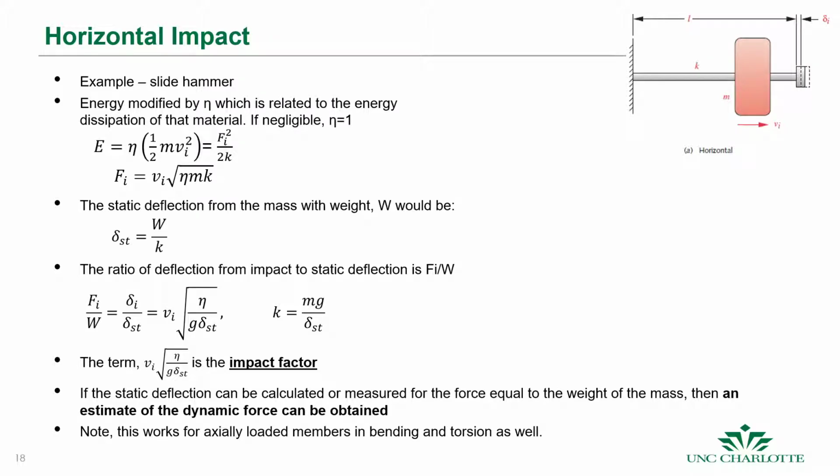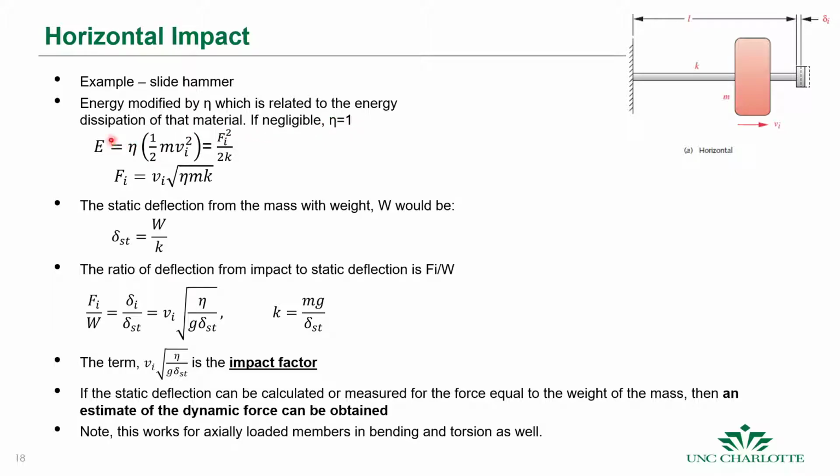Now, here is an example of horizontal impact. Okay, and in this case, what's important is we're actually looking at the velocity. We have to modify the energy that's transferred during impact by eta, and that's related to the energy dissipation of that material, and this is something that we can look up. There's an author that has worked on that. We'll show one of his charts on the next page. If the energy dissipation for that material is relatively small, then we can just assume that eta is 1.